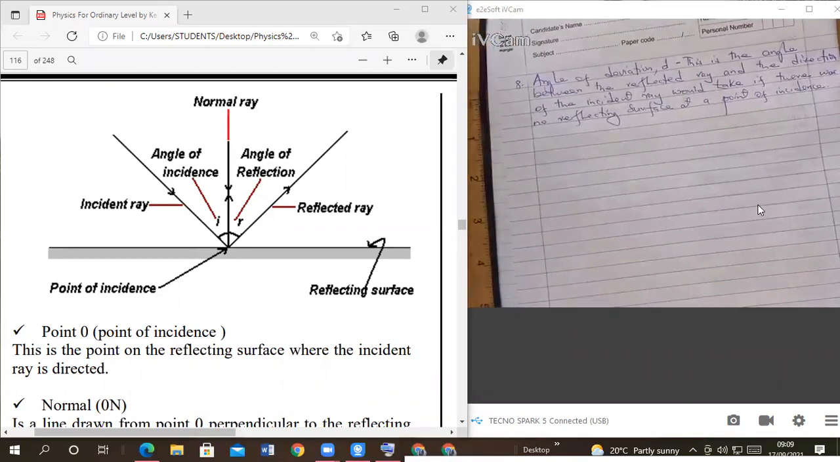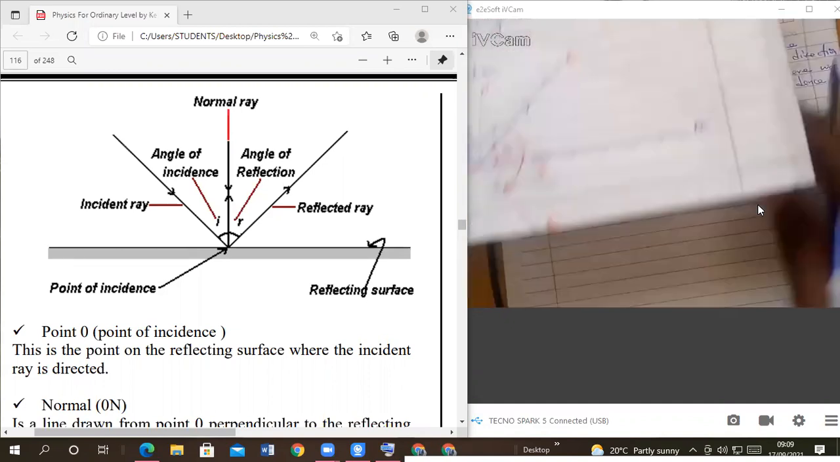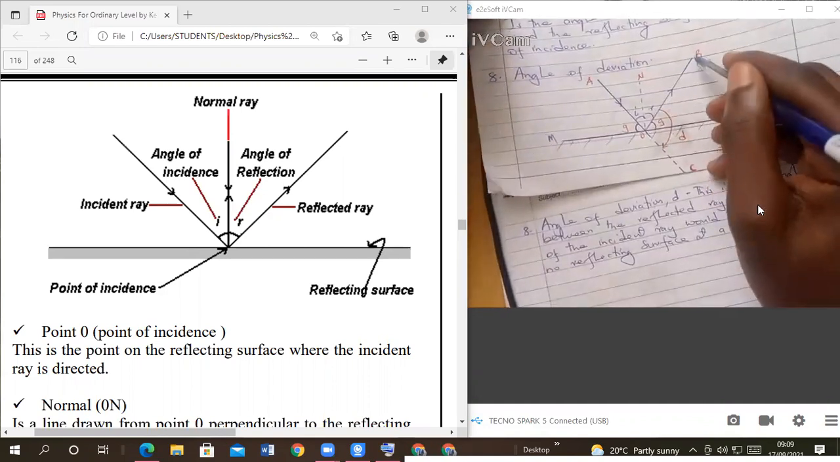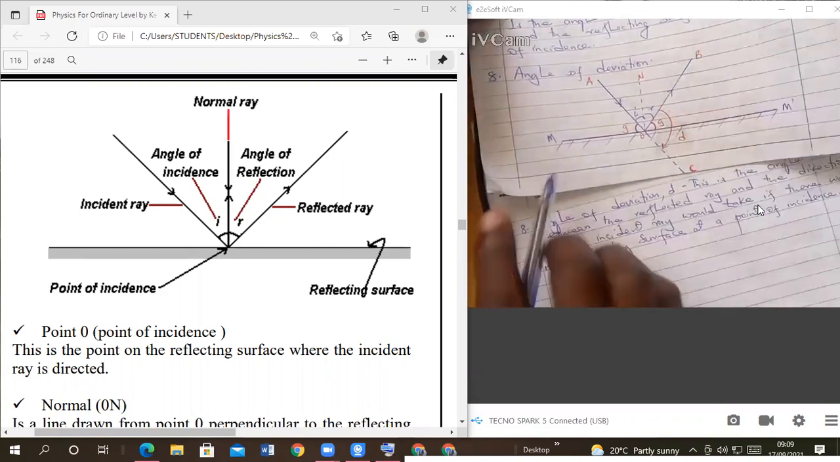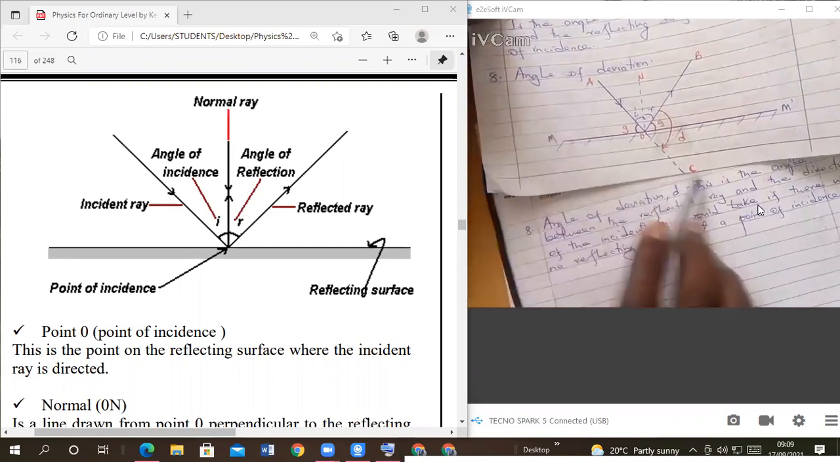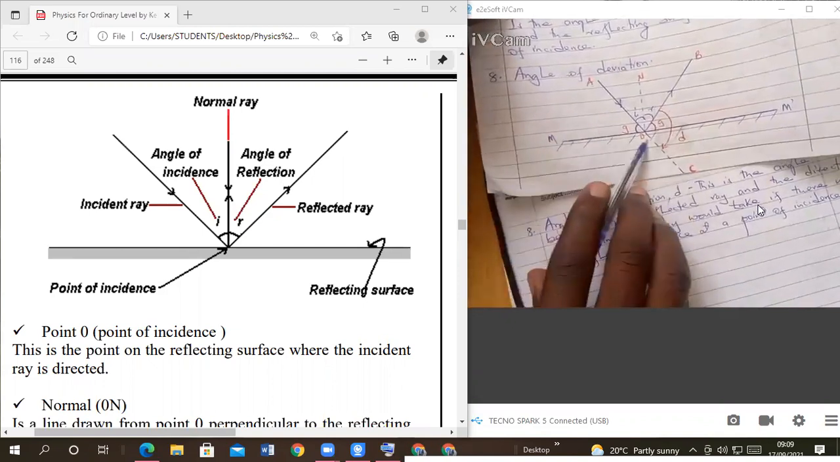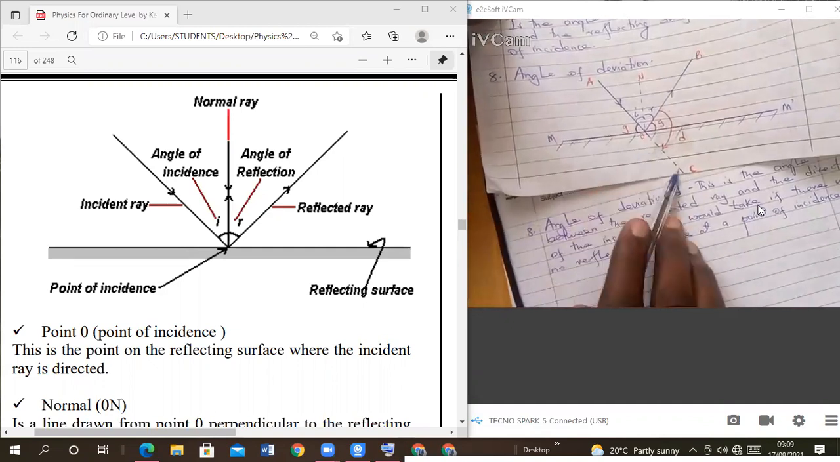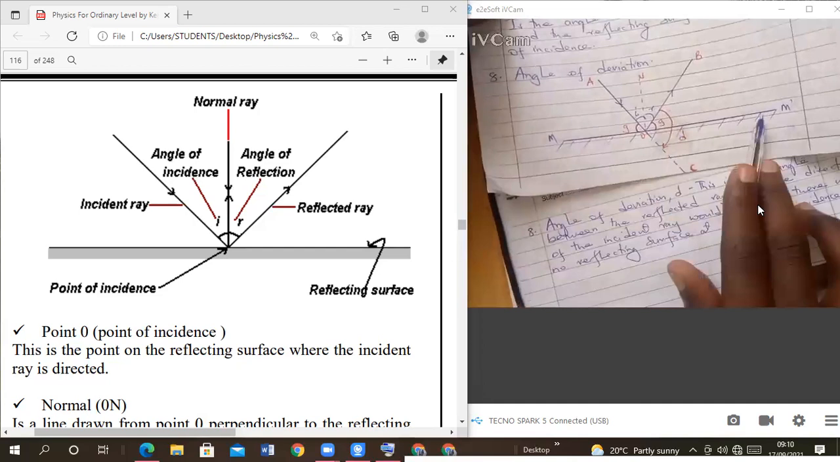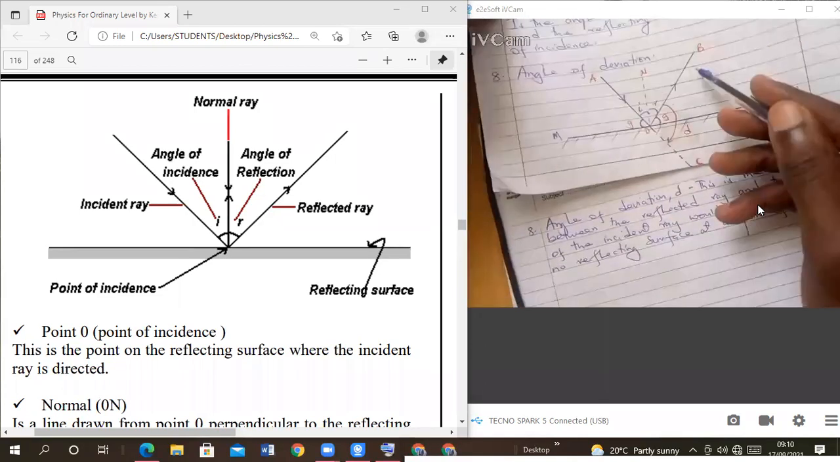So angle of deviation is the angle you can see from our diagram here. The angle from the reflected ray out to the direction that the light ray would take if there was no reflecting surface, which is AC. This direction is dotted, it is imaginary. I'm using a dotted line because if there was no reflecting surface, this incident ray would continue moving in a straight line. But because of this reflecting surface, this light will be reflected along B.